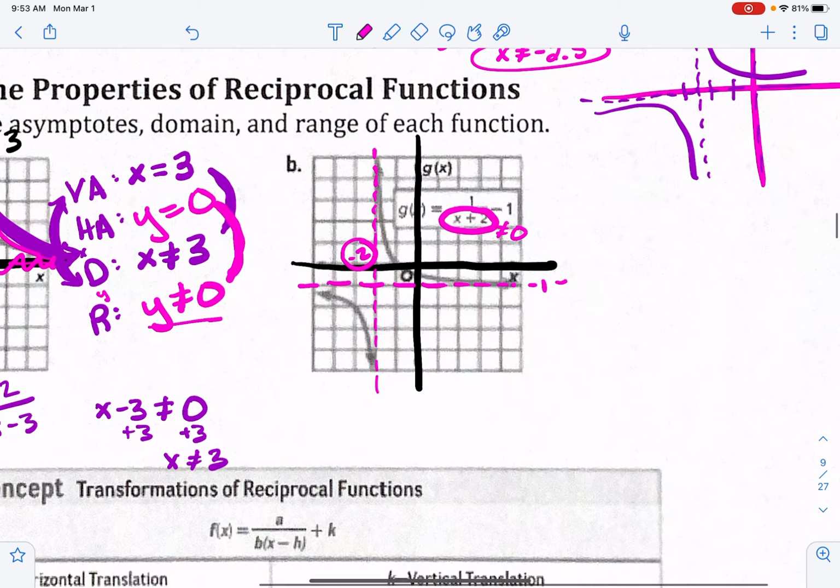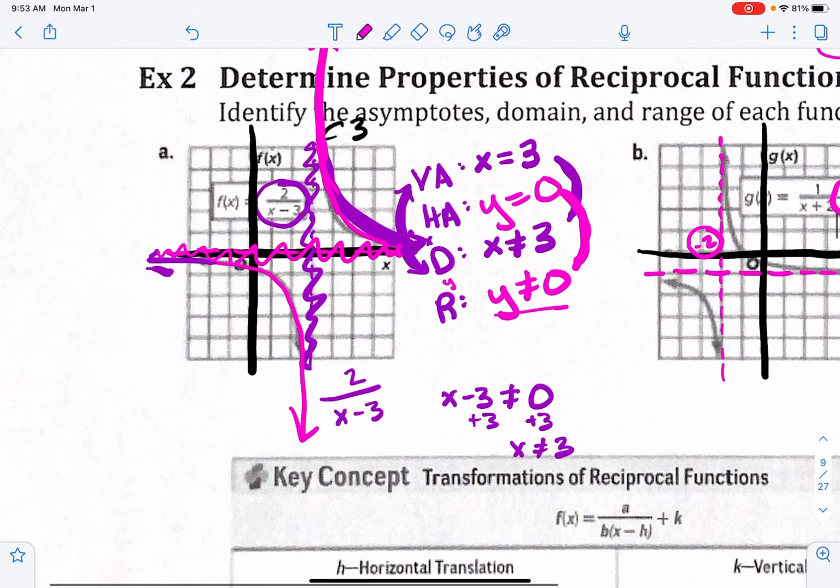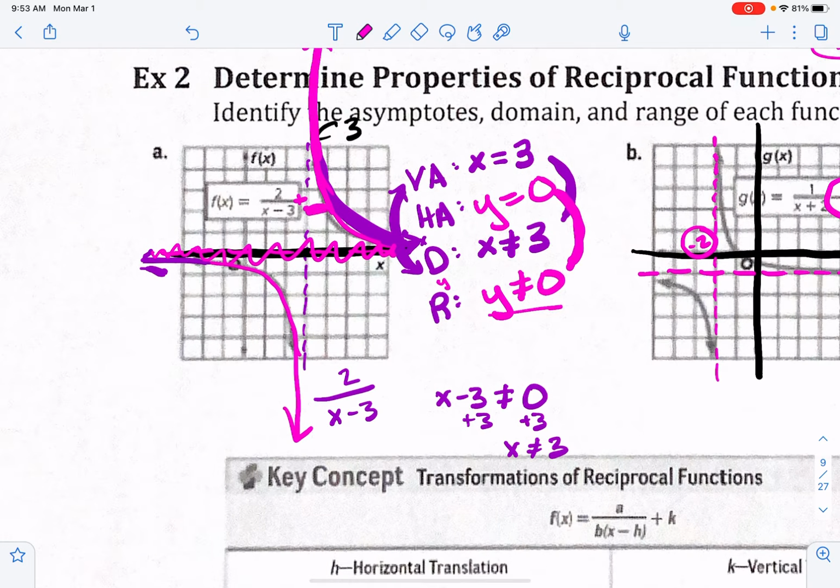Well, what in the function tells me that he's going to be at -1? This number right here says that he's shifted down 1, and he's down at -1, okay? This graph over here did not have anything added or subtracted onto the end, so the HA stayed at 0.